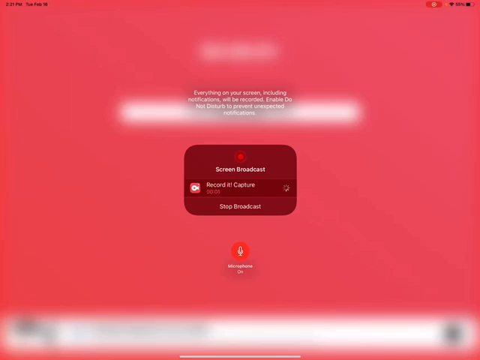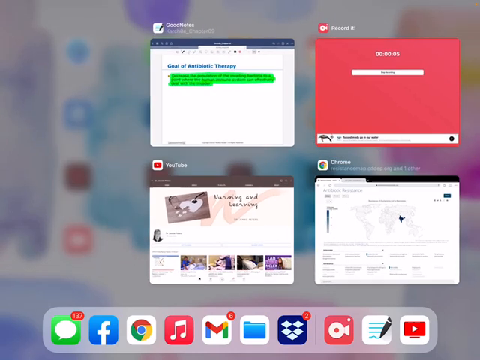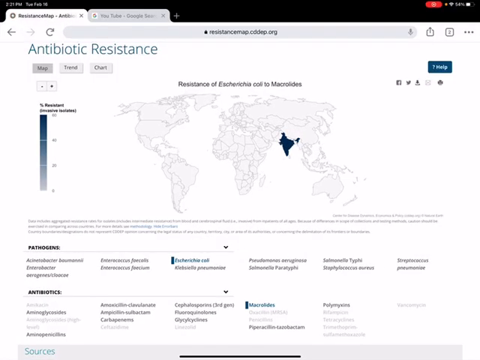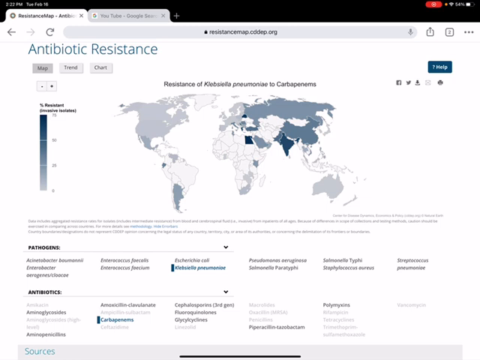All right, so this time we're going to talk about antibiotic classes and antibiotic therapy. First, I want to show you this map. If you want to check it out, it's actually really nice. It's resistancemap.cddep.org, and you can actually click on the specific pathogen and then the specific antibiotic.